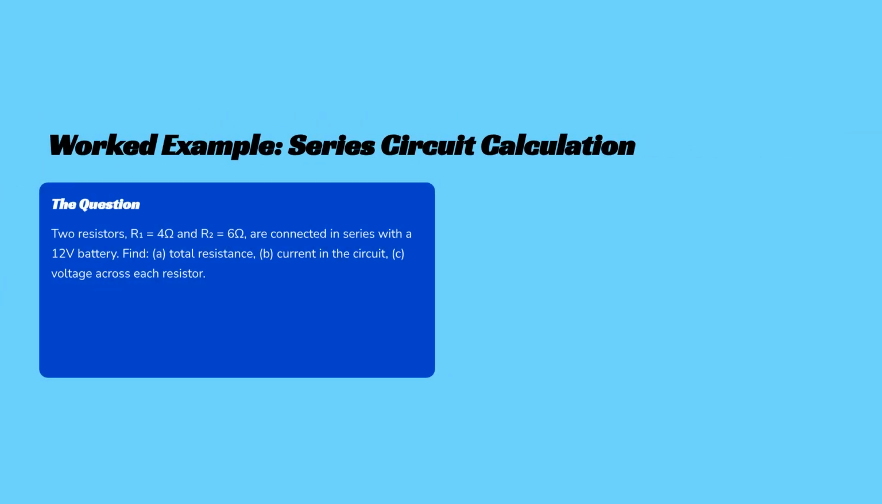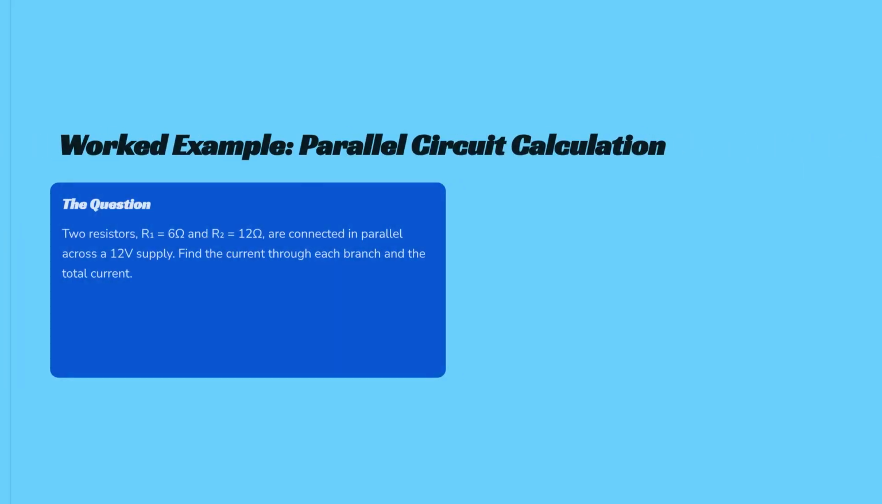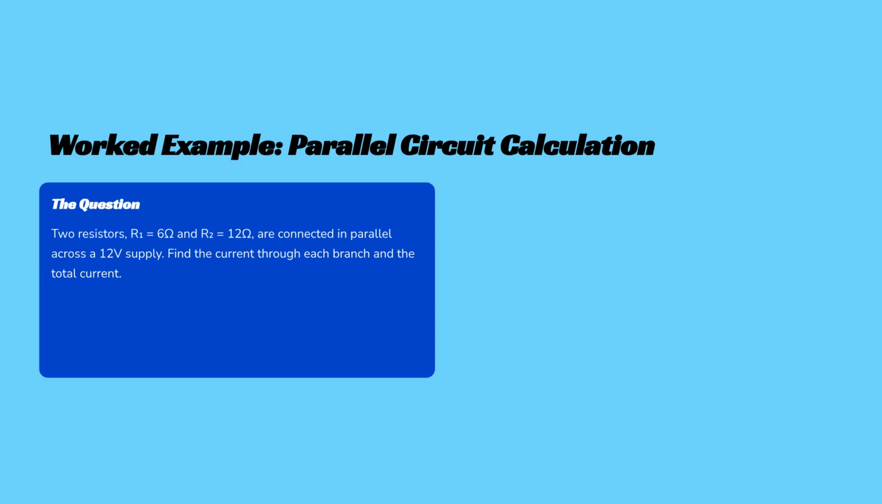Here is a worked example for a series circuit. With two resistors of 4 and 6 ohms in series with a 12-volt battery, the total resistance is 10 ohms, leading to a circuit current of 1.2 amps. Now for a parallel example. Two resistors of 6 and 12 ohms are in parallel with a 12-volt supply. The total current is found by summing the individual branch currents, resulting in a total of 3 amps.